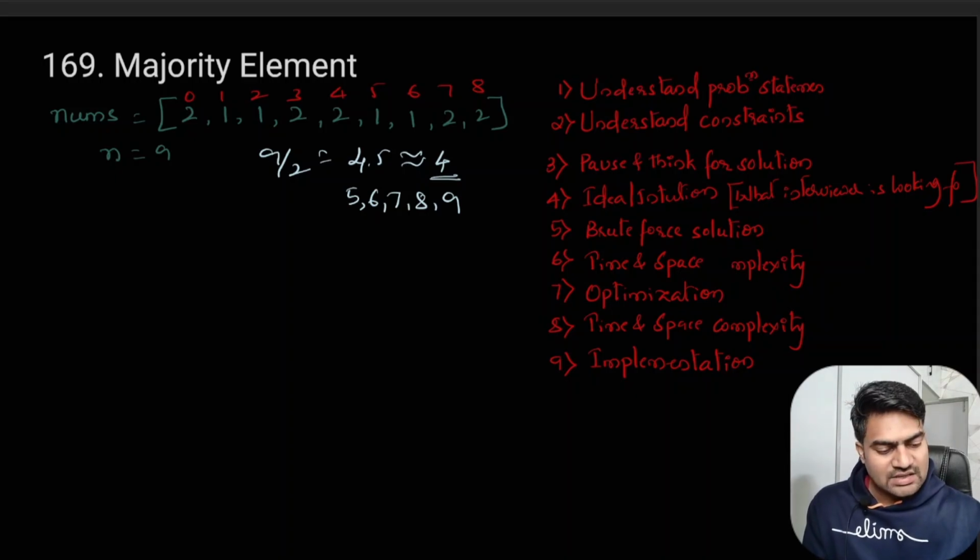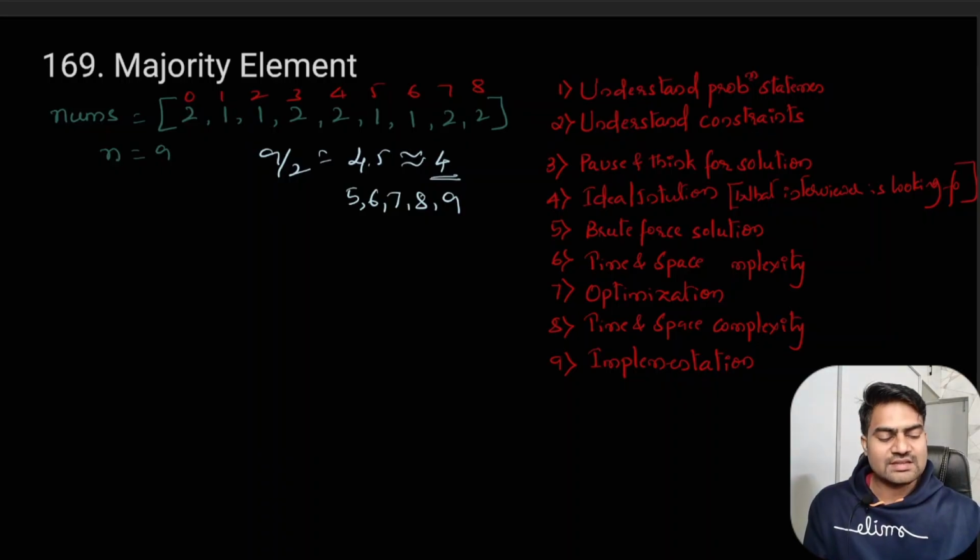Now, what are the constraints? Basically we will follow these steps. You can refer to these steps. This is the standard structure which we are going to follow throughout this series. First we will understand the problem, then we will understand the constraints, then we will pause and think for a solution, and so on. We already understood the constraint: there is going to be for sure one number which appears more than n by 2 times. So that is pretty much clear.